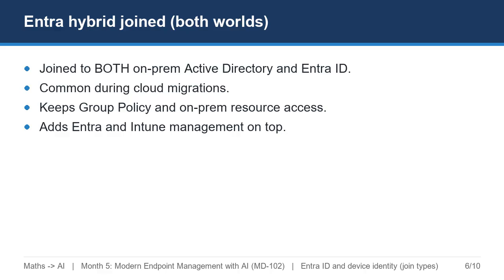The third type is Entra hybrid joined. As the name suggests, the device is joined to both worlds, on-prem Active Directory and Entra ID, at the same time. You see this a lot in companies still migrating to the cloud. They keep group policy and access to on-prem servers, but they layer Entra and Intune on top. A handy rule of thumb: personal is registered, cloud-only corporate is joined, and still tied to on-prem is hybrid joined.